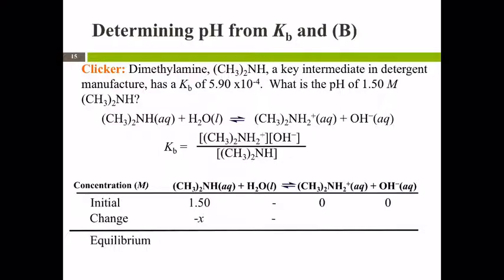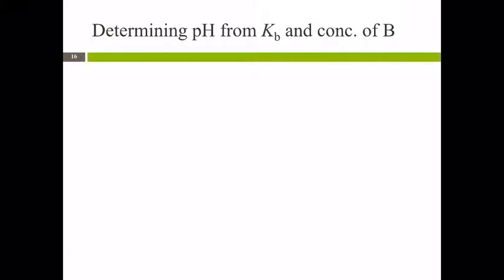So that minus x and plus x, we really need to make sure that we're using Q versus K to determine that. And then at equilibrium, we have 1.50 minus x, x, and x for our concentrations, because every one dimethylamine splits up, or becomes one dimethylammonium and one hydroxide ion. So now what do we do? We have Kb, we have this number, we have all our concentrations in the form of with an x.